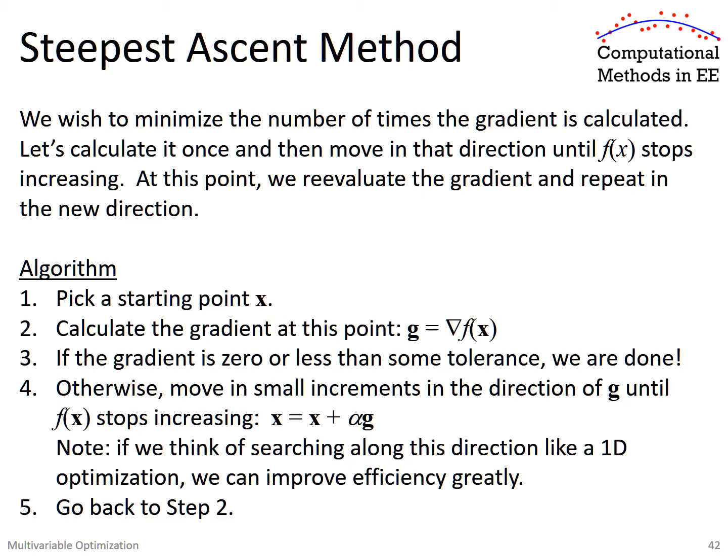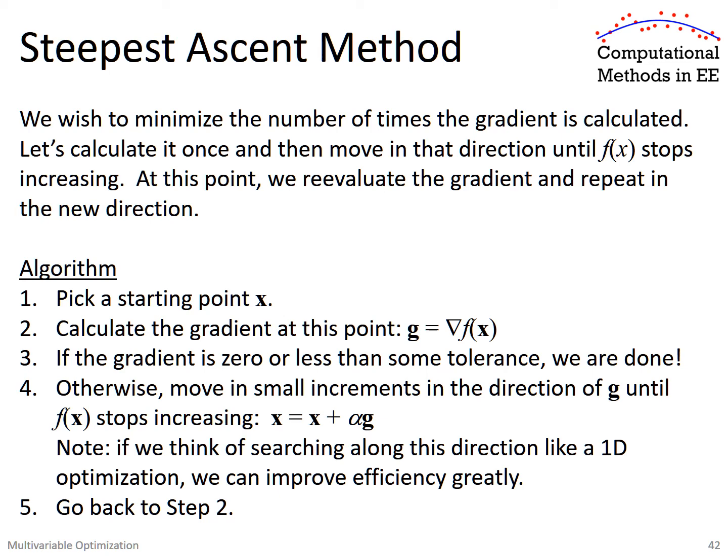So here's the algorithm. In step one, we pick a starting point, and hopefully we get a pretty good guess of the starting point. The better your guess, the better this algorithm will work. Then we calculate the gradient at that starting point. At this point, we can check. If that gradient is 0 within some tolerance, that means we're at an extrema and we're done. If not, we want to move in the direction of that gradient, but scaled by this variable alpha, which we'll talk more about in a little bit.